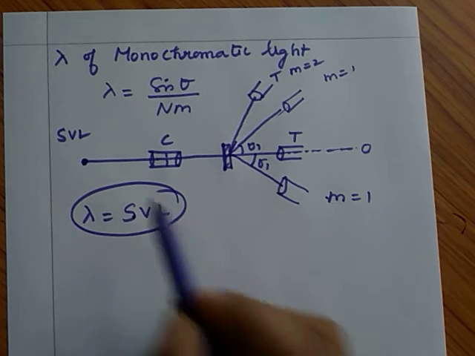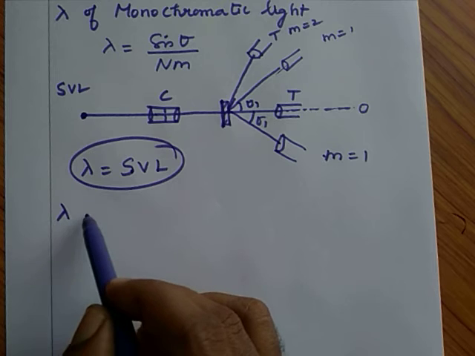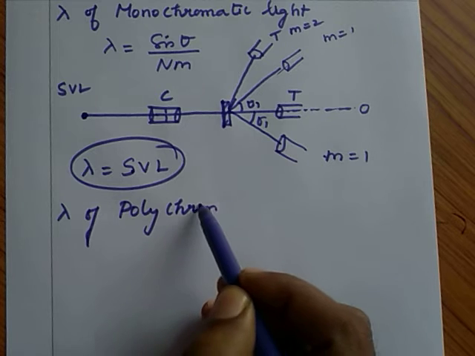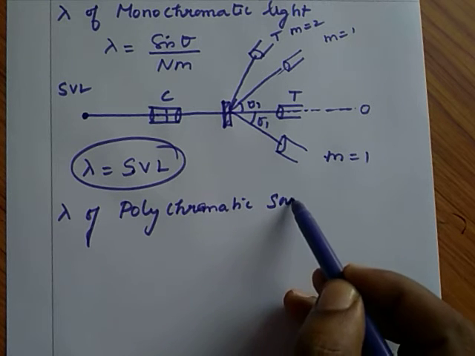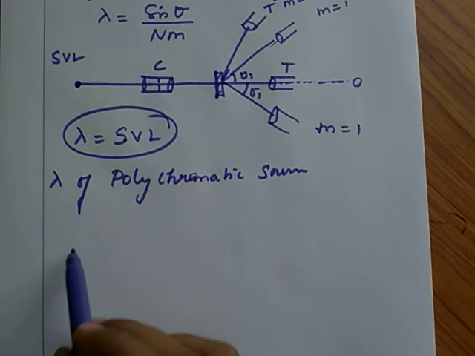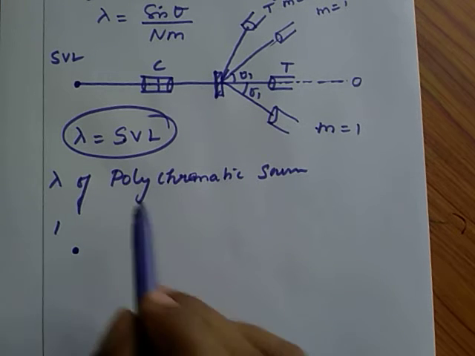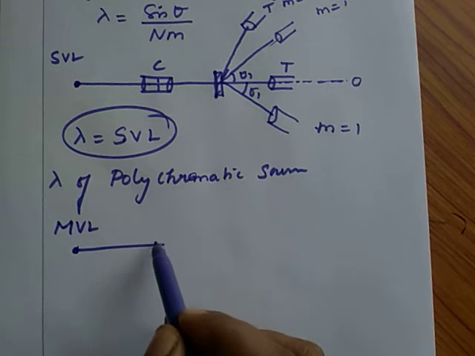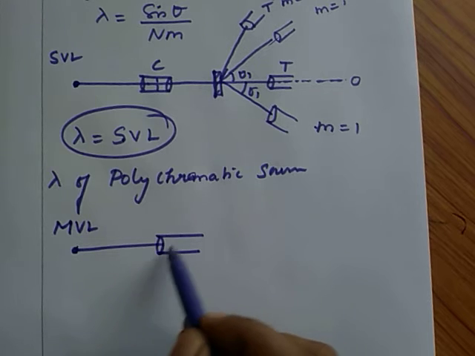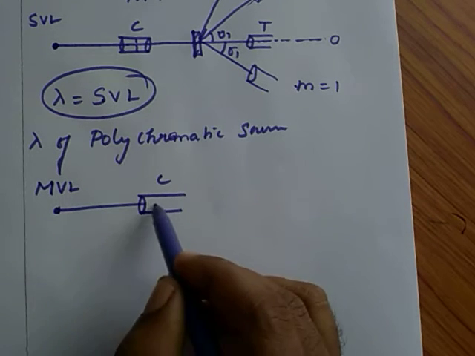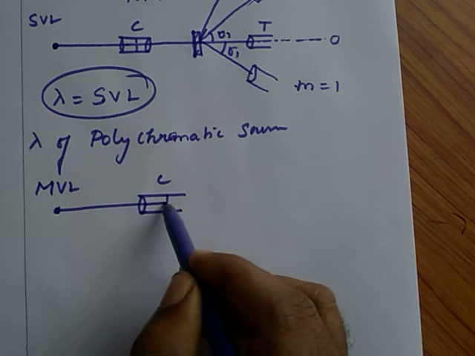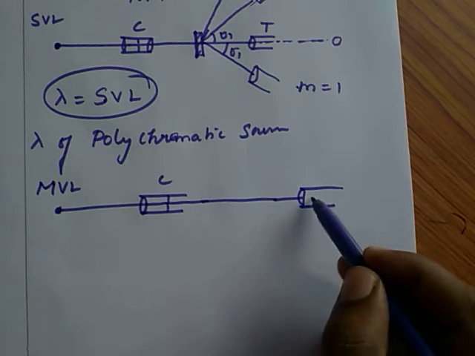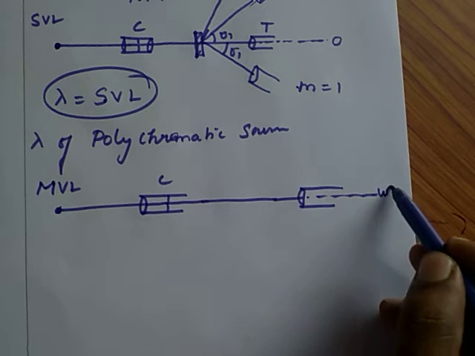Then next, the wavelength of the polychromatic source with the help of the spectrometer. The polychromatic source, that means white light, is produced by a mercury vapor lamp. In its path there will be a collimator of the spectrometer. It has a slit that forms the ray. Here there will be a telescope. We can observe the ray, which will be white.